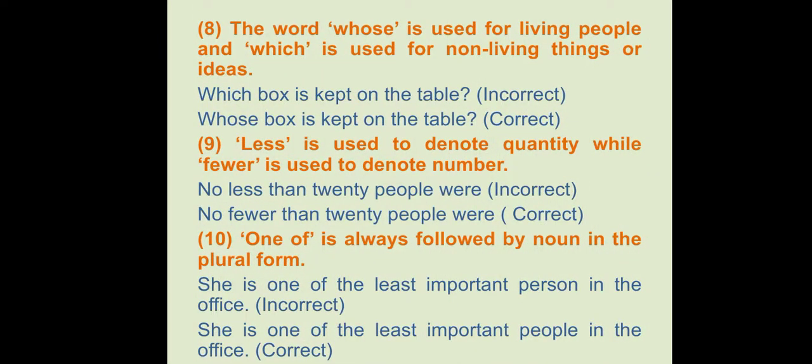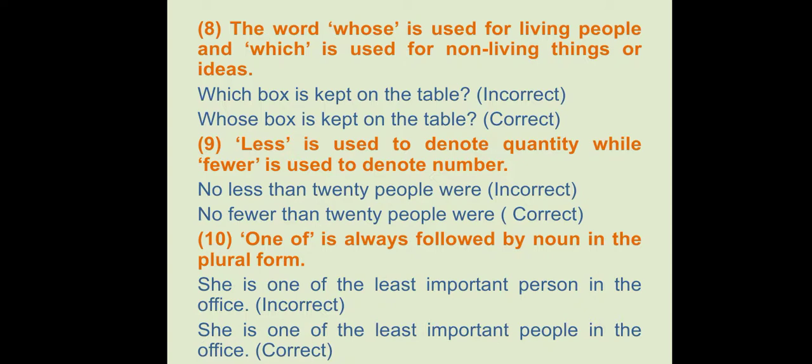The word whose is used for living people and which is used for non-living things or ideas. Which box is kept on the table? Which is incorrect. Whose box is kept on the table? Which is correct. Next, less is used to denote quantity while fewer is used to denote number. No less than 20 people were, which is incorrect. No fewer than 20 people were, which is correct.